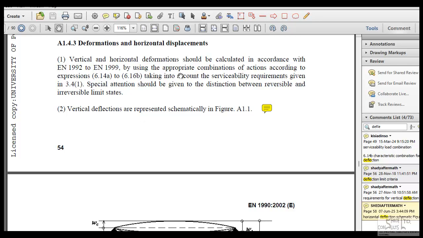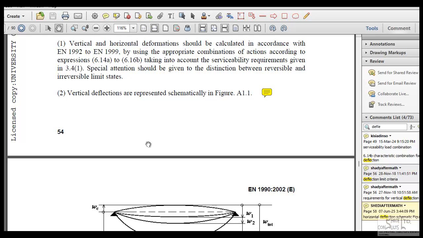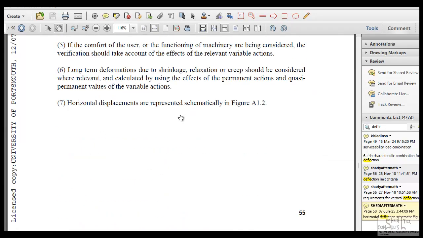It says that you need to use the appropriate combination of actions according to expressions 6.14a to 6.16b. These are expressions that I just spoke about, which talk about the type of combination, whether quasi-permanent combination or characteristic combination, as the case implies. The corresponding Eurocode will tell you the combination to make reference to when you're evaluating the deflection limit. Now, it specifies that vertical deflection should be evaluated using the schematic shown in A1, but our concern is lateral deflection.